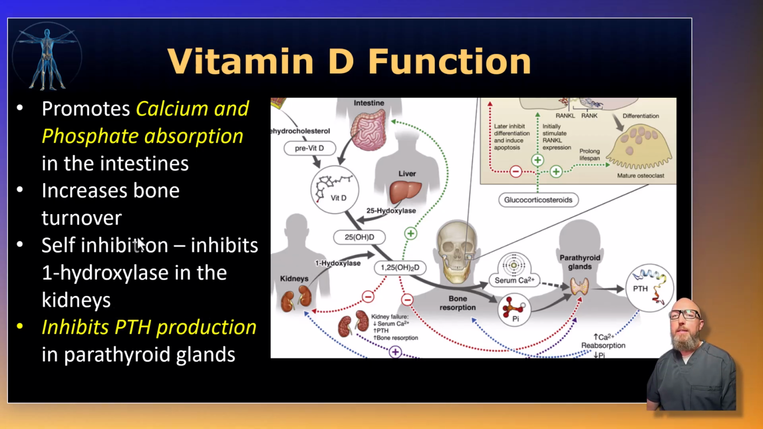So what does vitamin D do? It promotes calcium and phosphate absorption in the intestines. That's the headline one. It increases bone turnover, so bone resorption. It self-inhibits, shutting down 1-hydroxylase in the kidneys, and it inhibits PTH production in the parathyroid glands.